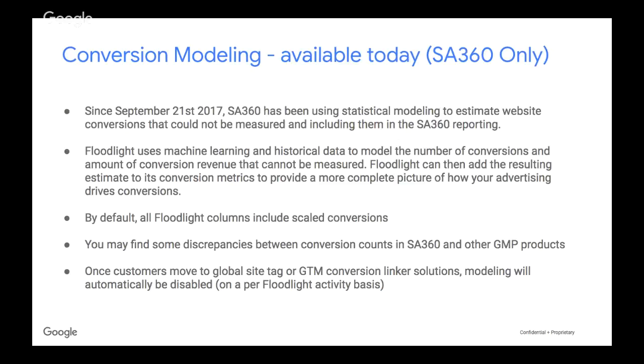What happens is once you create the event snippet and implement it on the site, as soon as we start seeing conversions coming through, we'll stop the modeling for that particular tag. And the same for the Google Tag Manager linking solutions.